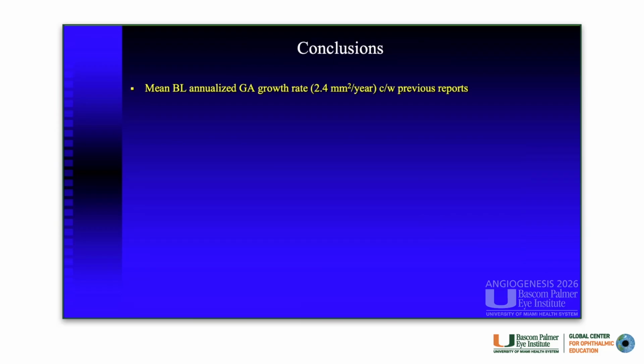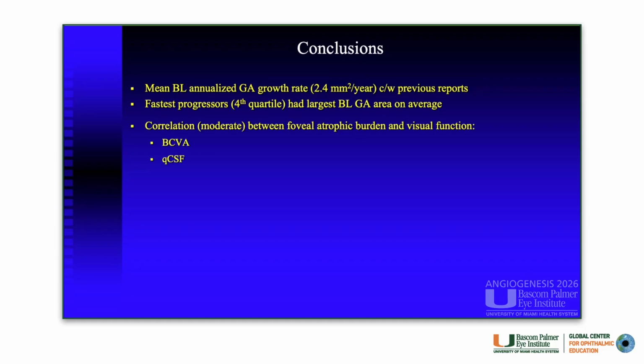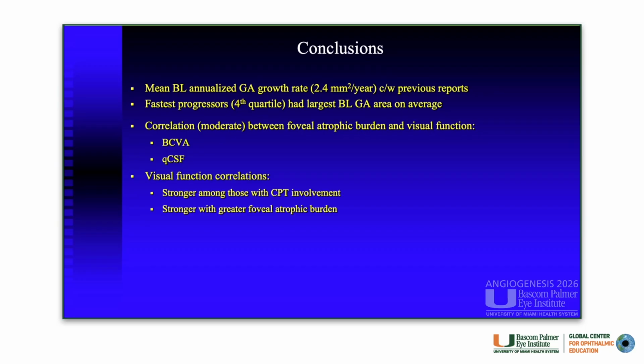To summarize the data then, the mean baseline annualized geographic atrophy growth rate, which was 2.4 millimeters squared per year, was consistent with previous reports. The fastest progressors, those in the 4th quartile, had the largest baseline geographic atrophy area on average. There was a correlation between the foveal atrophic burden and visual function as assessed by best corrected visual acuity and the quantitative contrast sensitivity function. The visual function correlations were stronger among those with center point involvement and those that had greater foveal atrophic burden.